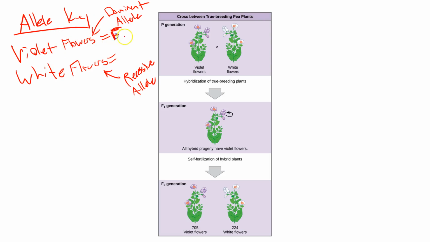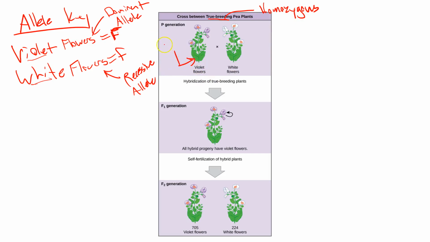A capital F always stands for the dominant, a lowercase f always stands for recessive. So we'll say that a capital F is for violet and a lowercase f is for white, because those are my two alleles. Well, you can imagine if these are diploid plants, this plant here is going to have 2 copies of the gene, and if it's true breeding, that means it's homozygous, meaning there cannot be any introduction of a new allele into the population if they're breeding with one another.